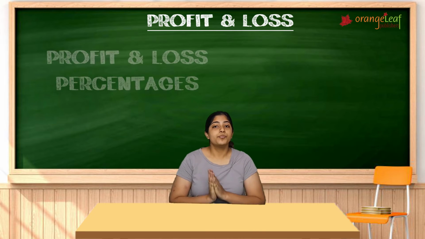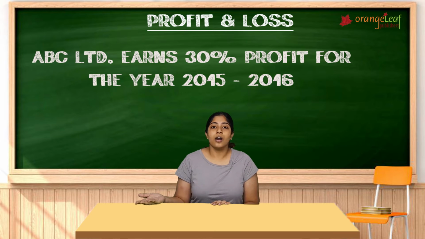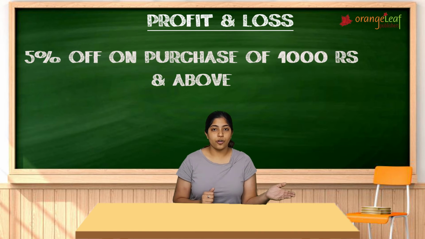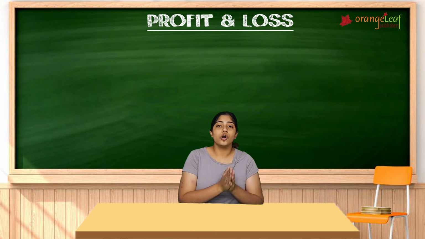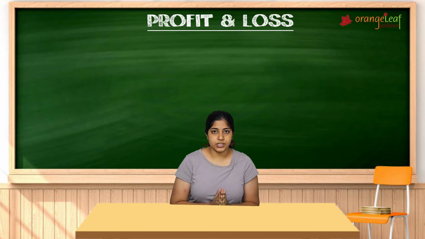Let us talk about profit and loss percentages. We often come across newspaper clippings where the profit or loss is shown in the form of percentages. For example, ABC Ltd earns a profit of 30% for the year 2015 and 16, or 5% off on purchases of rupees 1,000 and above. The profit or loss percentages are calculated on the basis of the cost price of the article. The profit or the loss percentages are calculated using the following relations.